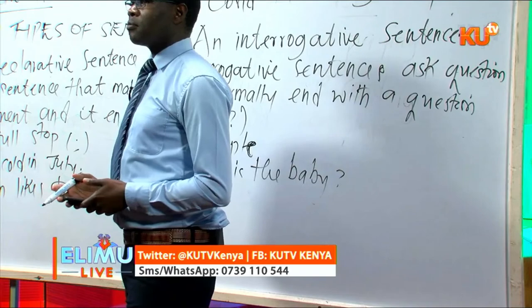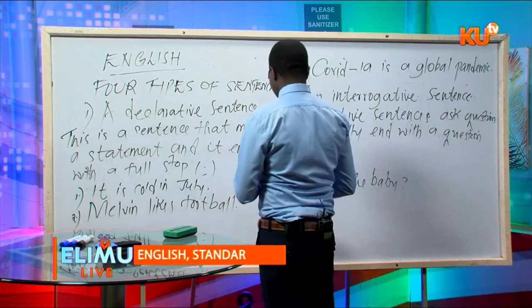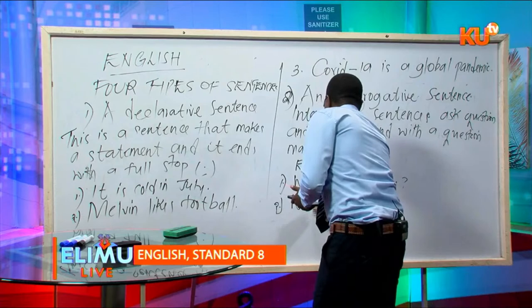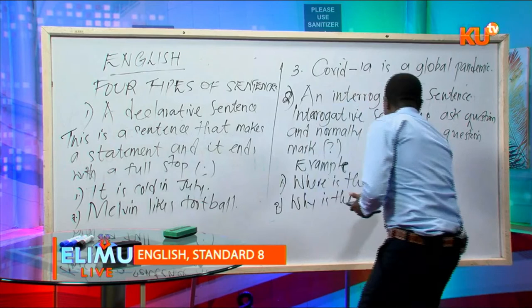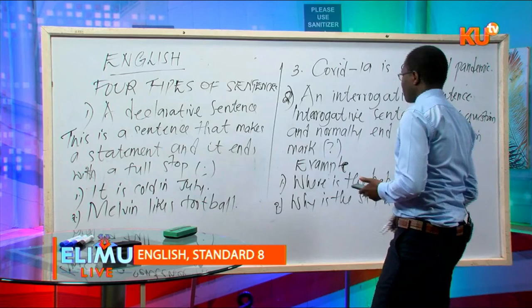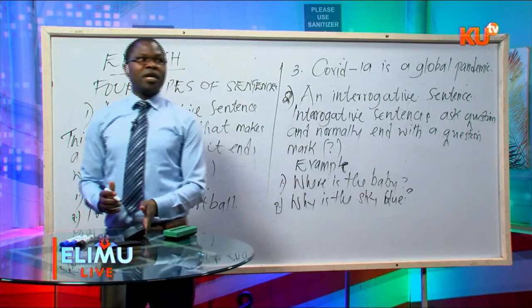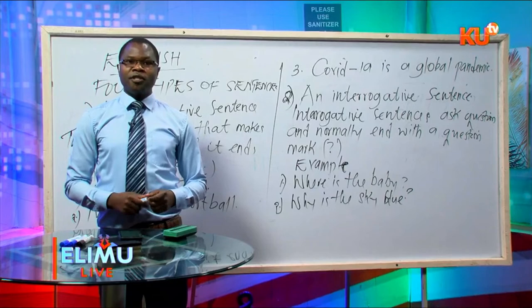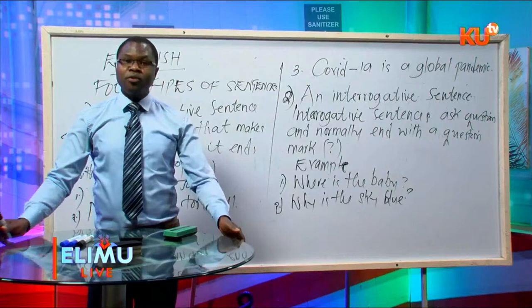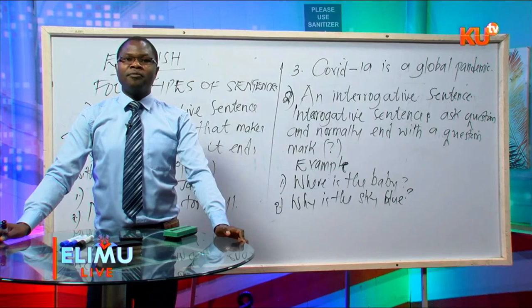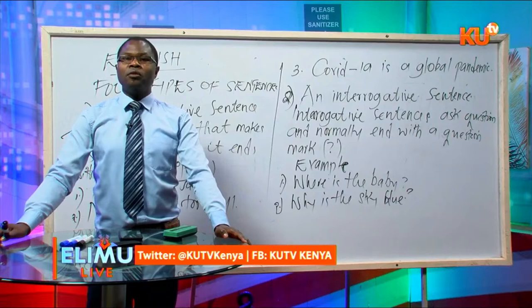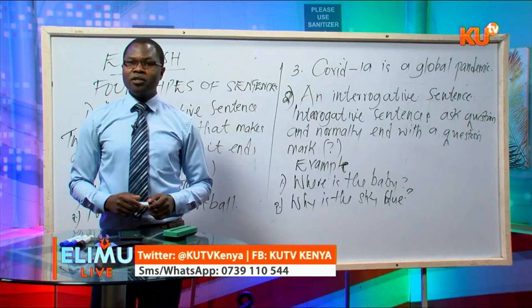Number two, another example of an interrogative sentence. Why is the sky blue? Why is the sky blue is another example of an interrogative sentence. Another one, who is shouting at the gate, is an example of an interrogative sentence. Interrogative sentences seek out clarification by asking questions, by inquiring with the aim of wanting to know.